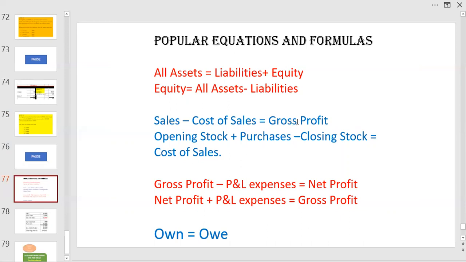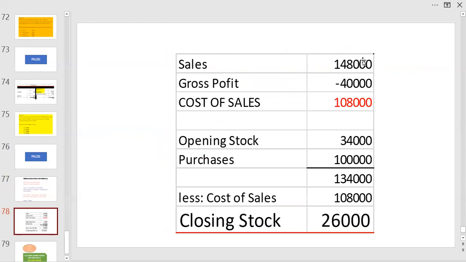Sales, gross profit. So sales minus cost of sales is gross profit. Then sales minus gross profit will be cost of sales. So if you have the cost of sales, it is easy for us to find out the answers later. So if you look at this working, sales 148,000, gross profit 40,000, therefore cost of sales is 108,000. Now with this information, they have given us opening stock at 34,000 and purchases of 100,000. They have not given the closing stock. They want us to find it out.